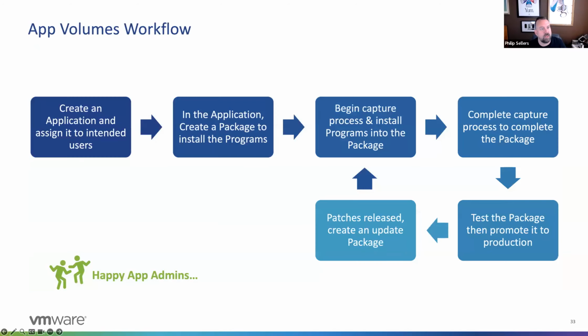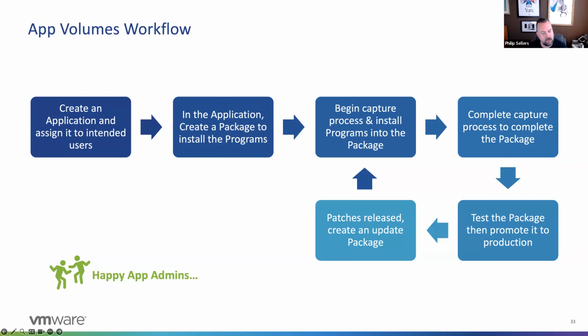So app volumes workflow. You create the application and you assign it to the intended users. Then inside of the application, you create a package. And from there, once the package is created, there's a button. You press the button and you choose a system to use as a packager. We recommend that it's a clean system similar to your base image, but not your base image. We also recommend that you take a snapshot of it as a reversion point. So after the process is done, you're going to want to revert to that snapshot.